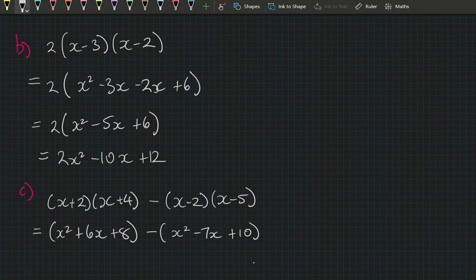I'm not forgetting this is a minus sign. The x²s cancel out. We end up with 6x minus −7x, so that's plus 13x. And 8 minus positive 10 gives me −2. So the subtraction of those two binomial products ends up being 13x − 2. Big and complicated maybe, but really that's pretty simple.